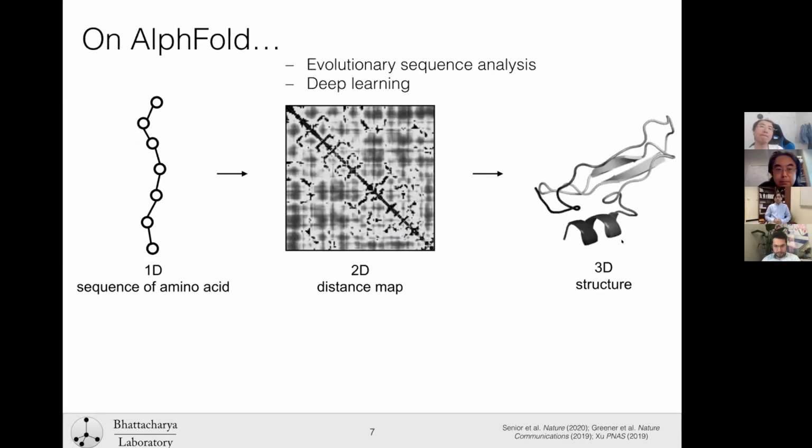It turns out that instead of trying to predict the 3D structure directly from the 1D sequence of amino acids, AlphaFold breaks the problem down and does it in a sort of 3-stage process. It predicts the 2D distance map, which is really a 2-dimensional projection of the 3D structure, from the 1D sequence of amino acids. And then it tries to reconstruct the 3D structure of the protein from the 2D distance map.